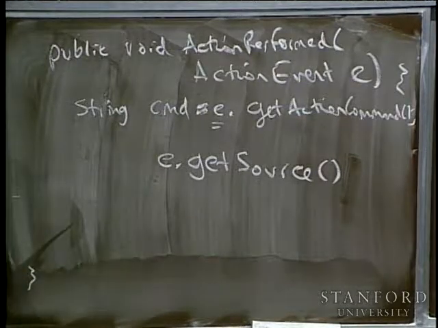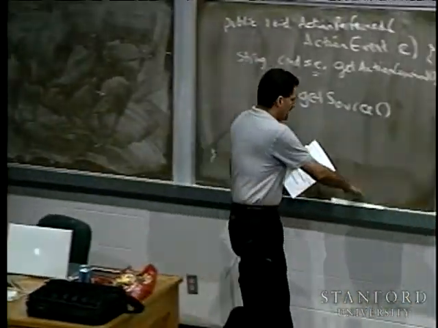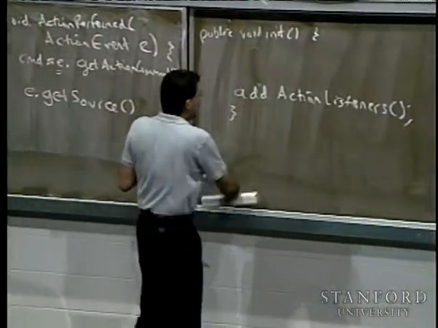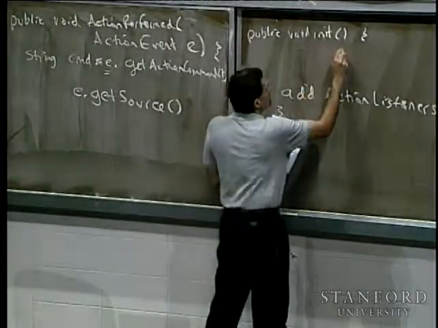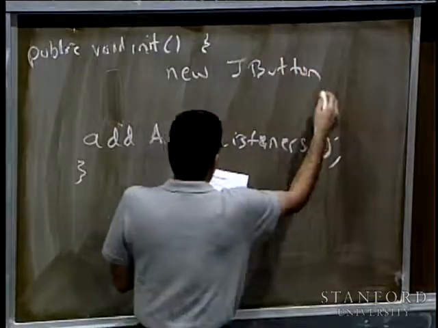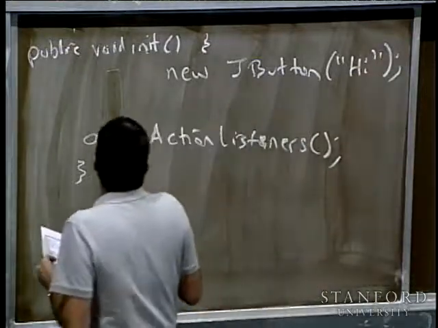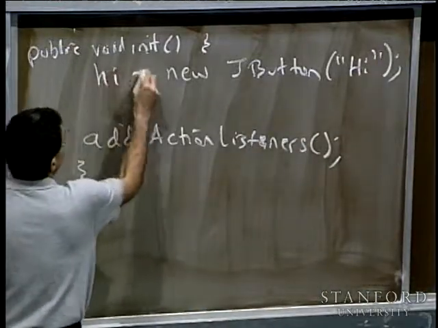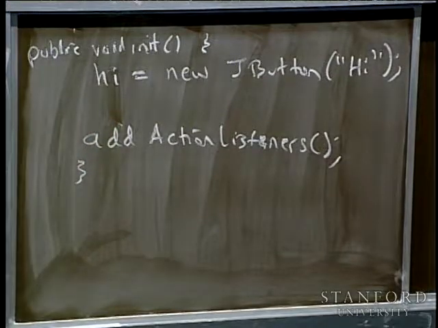So what does that mean for you in your everyday life? What that means is over here when you want to set up your initialization, you could say, hey, I want to create a button. So I'll have some button I want to create. I'll say new JButton. And maybe that button I want it to say hi on it. Okay? So one thing I could do is I could say hi equals new JButton. And hi, what I'm going to do is make that an instance variable.